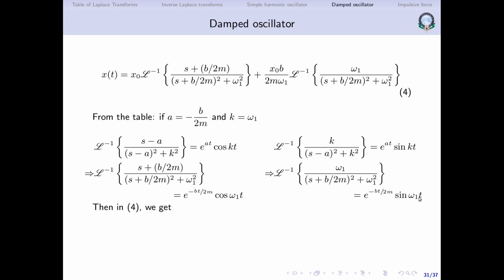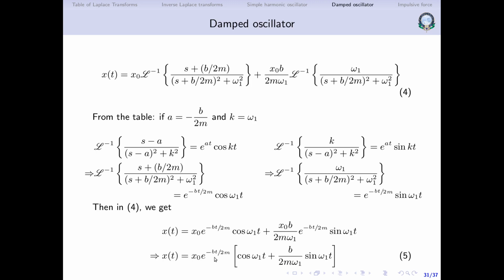So using this, in equation number 4 we get x of t is equal to x naught e to the power minus bt by twice m cos omega 1 t. So this gives us a cos term and this gives us a sin term. Now I take x naught e to the power minus bt by twice m common. In the first term we have cos omega 1 t plus b by twice m omega 1 sin omega 1 t. Let's call this equation number 5.